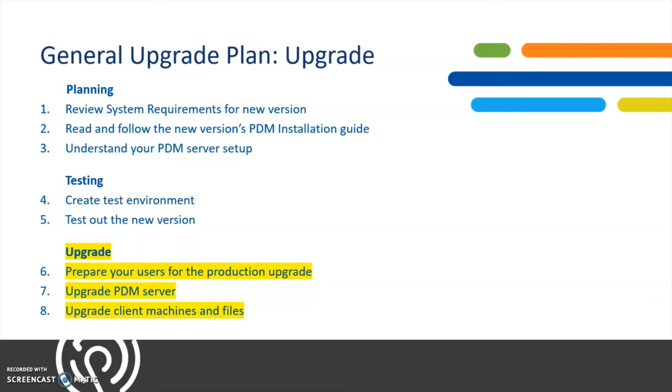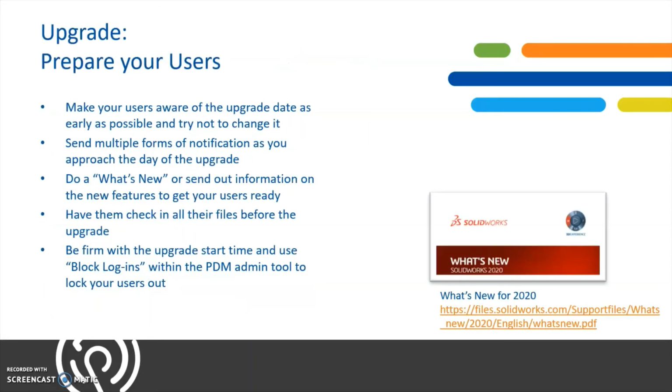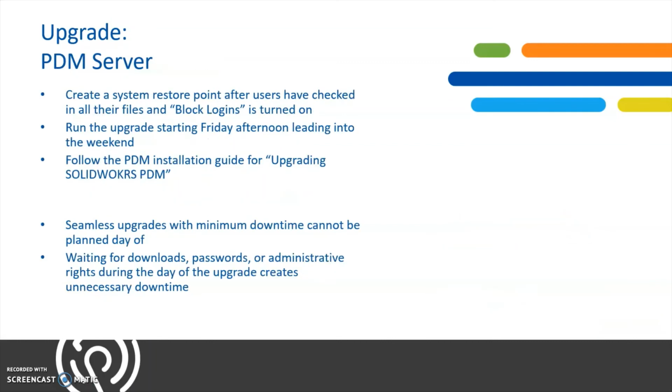The third section of the upgrade plan is upgrade. Prepare your users by informing them of the upgrade date and be strict with the cutoff time of when they should have all files checked back into the vault. Create a system restore point after all files have been checked in.